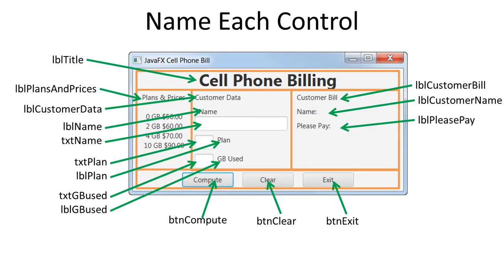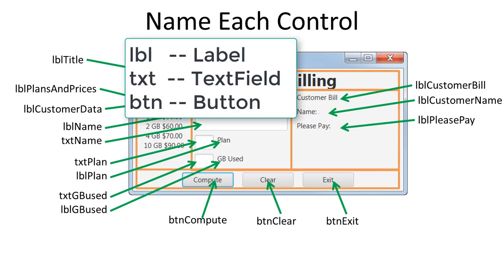It is important to give meaningful names to each of the controls. It really makes it easier to identify them when writing the program or looking at it later. Here are the JavaFX controls with their names that I gave using Hungarian notation, meaning the first 3 letters identify the type of control: label, text field, button, etc.